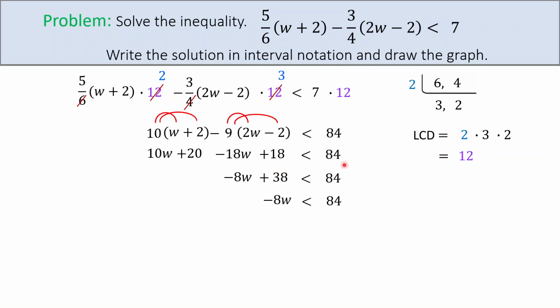If you move this to the right hand side, you need to change the sign. Positive 38 becomes negative 38. Negative 8w less than 84 minus 38 is 46. Now you need w, so divide by negative 8 on both sides. w, 46 divided by negative 8. Since you are dividing by a negative number, you need to reverse the inequality symbol.